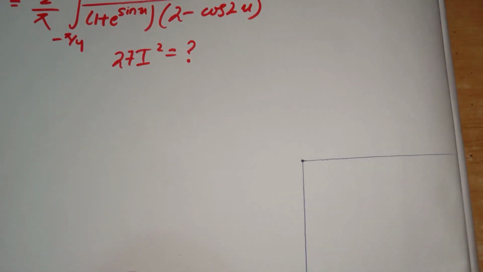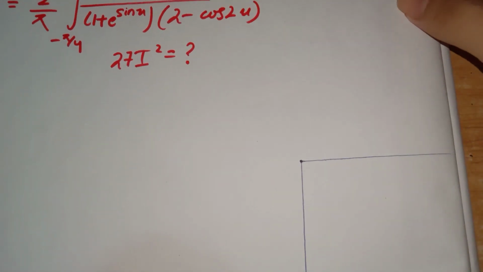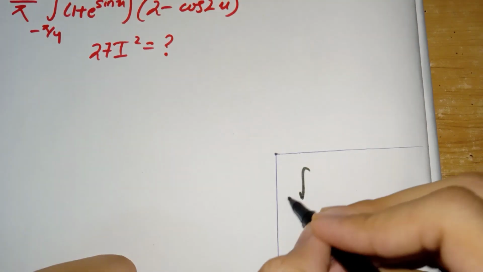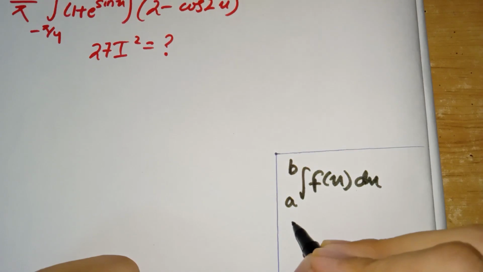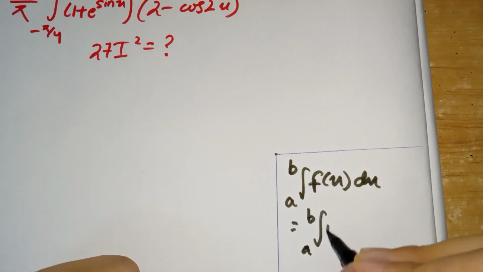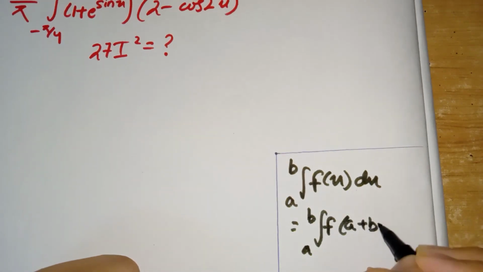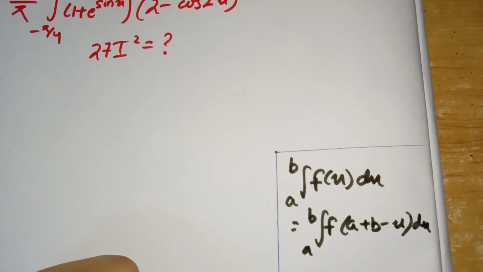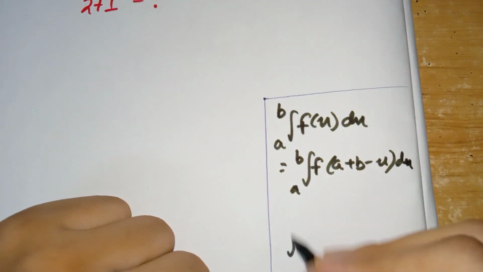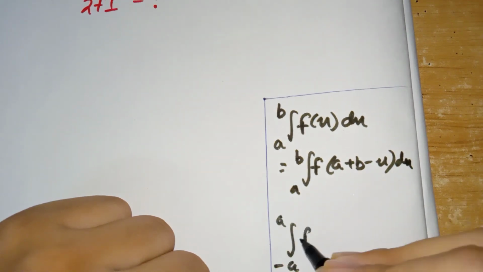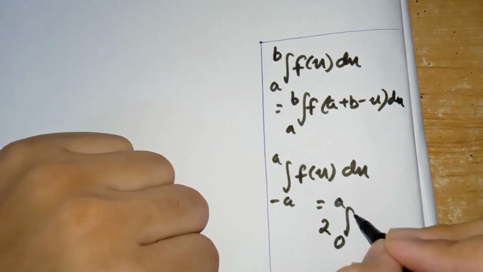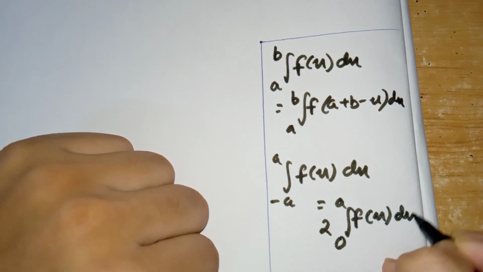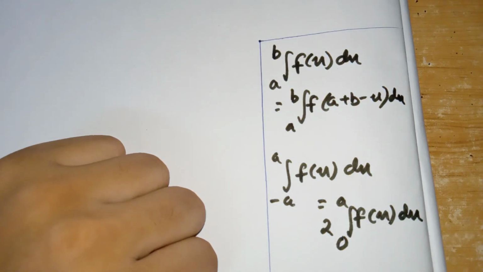First, let's look at the golden formulas which are required for every integration question. The integral from a to b of f of x dx could also be written as the integral from a to b of f of a plus b minus x dx. And one more: the integral from minus a to a of f of x dx is equal to twice the integral from 0 to a of f of x dx, provided that f of x is even.